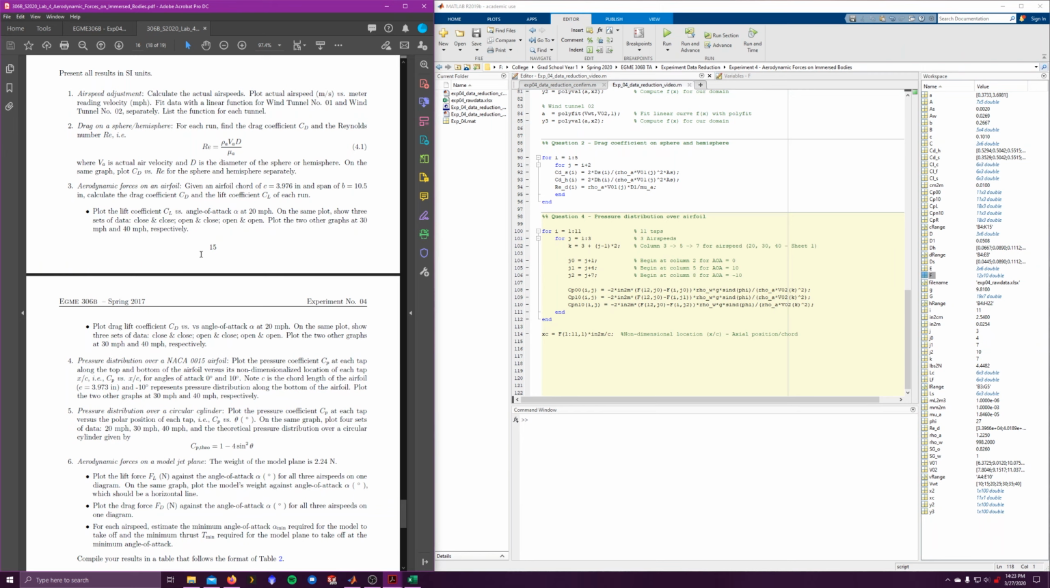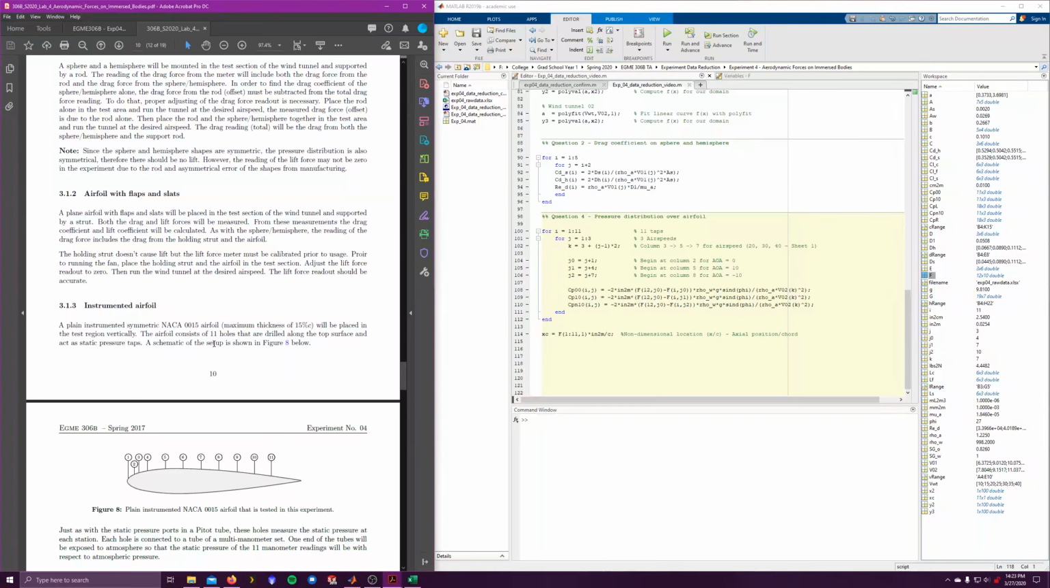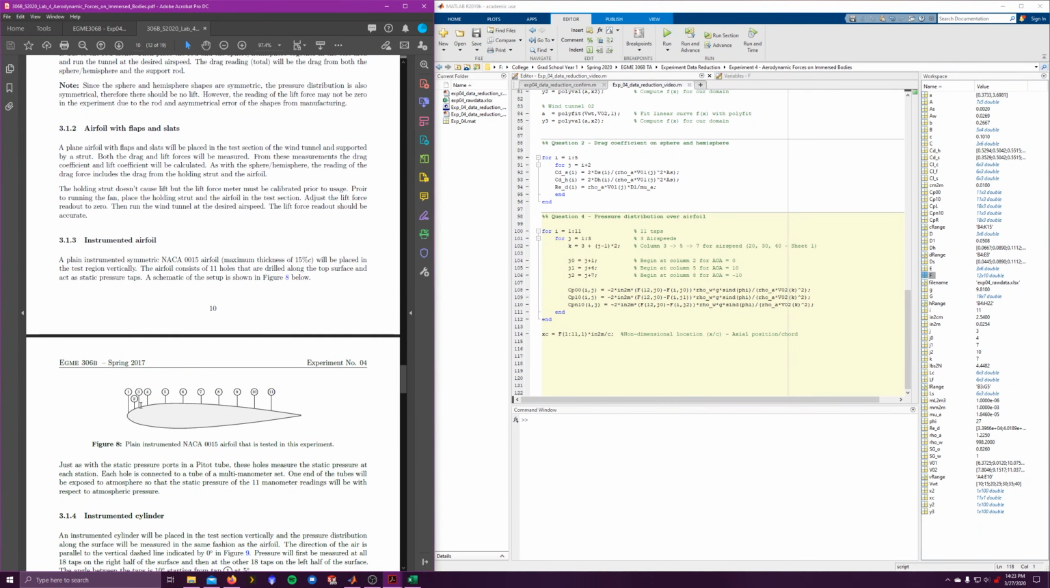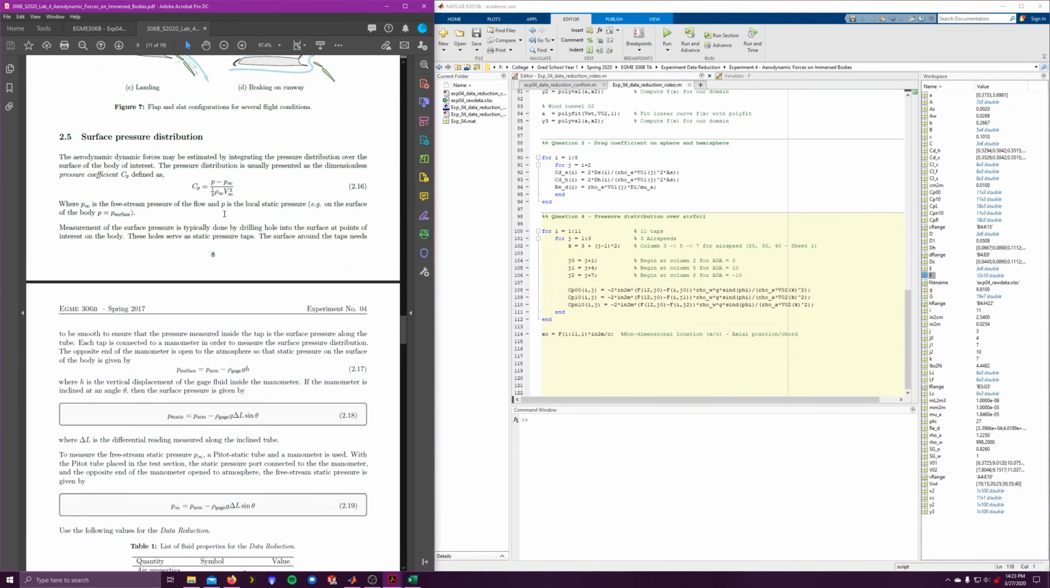This is the pressure distribution on the airfoil. So for this, again, we had taps going along the airfoil right here, so we could get the pressure. So for this, we're going to use equation 2.16 here. And what I've done is I've already plugged in for the static pressure and the free stream pressure.